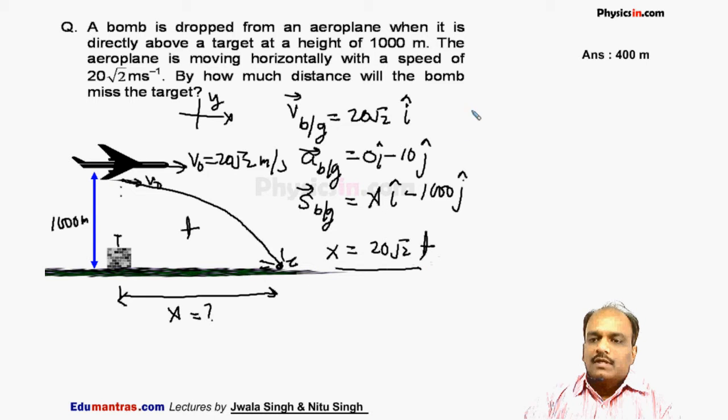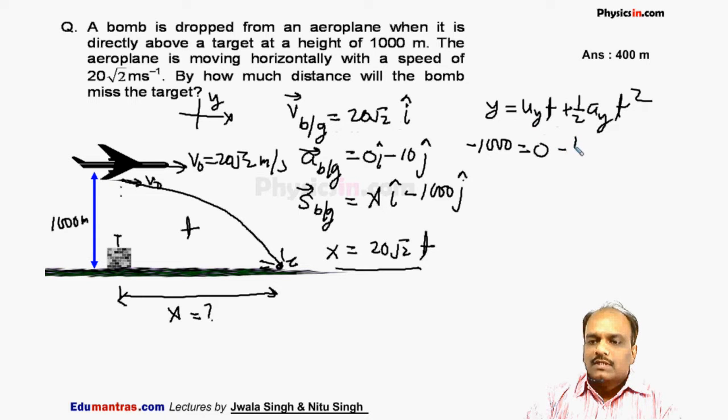And for vertical displacement, I can say y is equal to uy into t plus 1 by 2 ay into t square. Now y is minus 1000 and uy is 0. The bomb is moving horizontally, so the initial vertical velocity is 0. Acceleration gives 1 by 2 into 10 t square. So this 10 will cancel. We get t equal to 10 root 2 seconds.